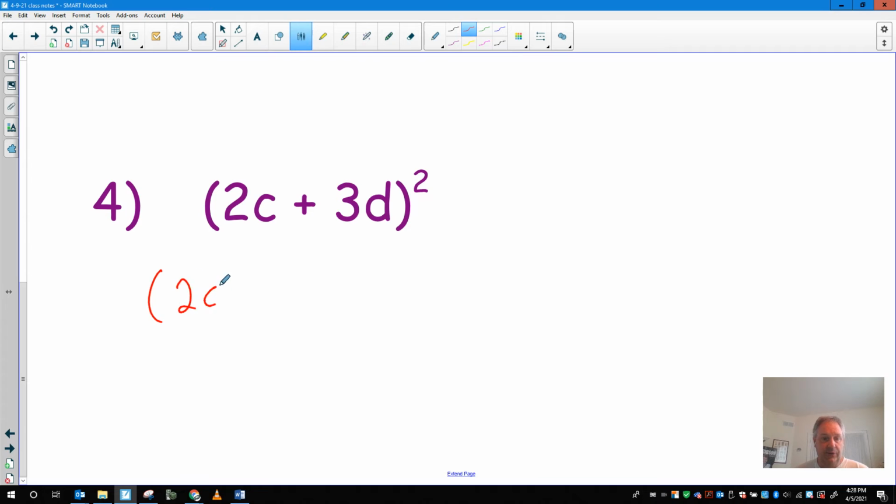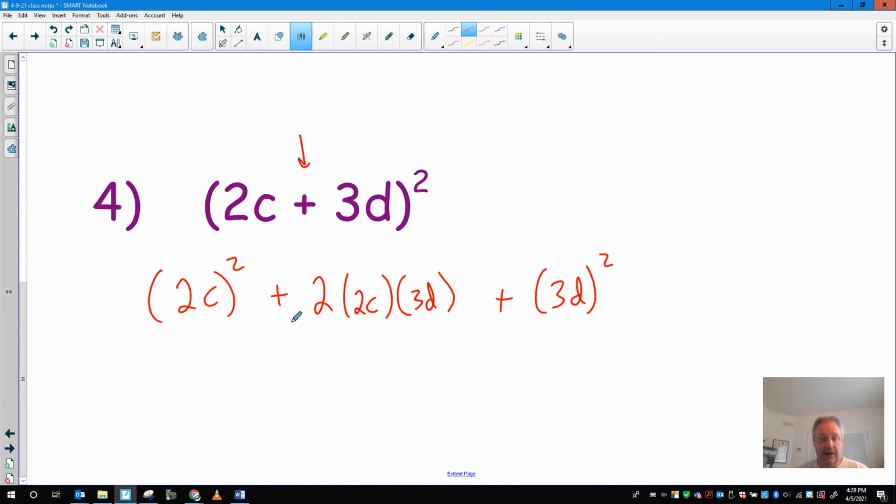So this gives me 2c squared. I do the last, plus 3d squared, plus, because this is plus here, 2 of the same thing. And those 2 of the same thing are 2c and 3d. And then I just square this.